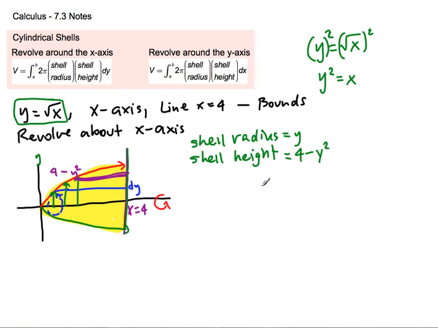All right. Now, the last thing I have to do is figure out what this point is right here that I stop. Now, I know the x-coordinate is 4. So when the x-coordinate is 4, what's the y-coordinate? It's going to be 2. Okay, so when I integrate this guy, I integrate from 0 to 2. So this integral is going to look like from 0 to 2, 2 times pi times the shell radius, which is going to be y, times the shell height, which is going to be 4 minus y squared, times dy.